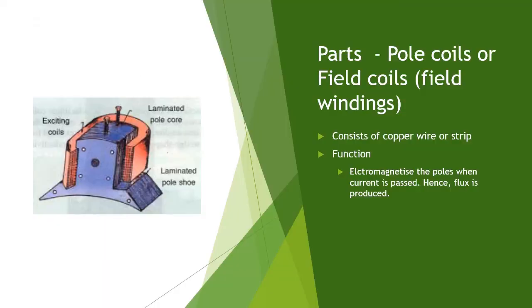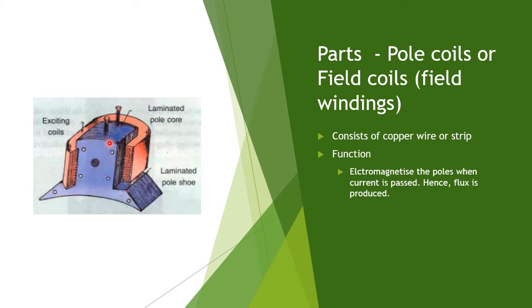The next part is the pole coils or field coils. These coils, this is the coil, excited coils. These coils are wound on the pole core part. The pole shoes support these coils. This pole core carries this coil. When electric current passes through this coil, then this coil electromagnetizes the poles and the poles act as an electromagnet.